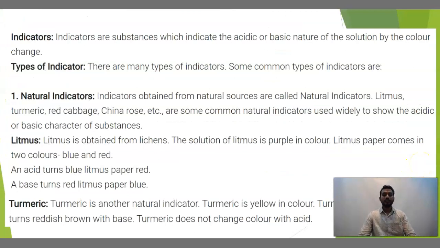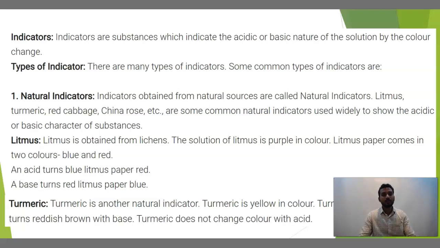First, I am going to start with indicators. Indicators are those substances, as I have told you before, and again I am repeating the same thing, which are used to detect whether the given solution or substance is acidic or basic in medium. By seeing the color change, or certain changes by observation, we identify whether it is an acid or a base. So these indicators help us to identify.